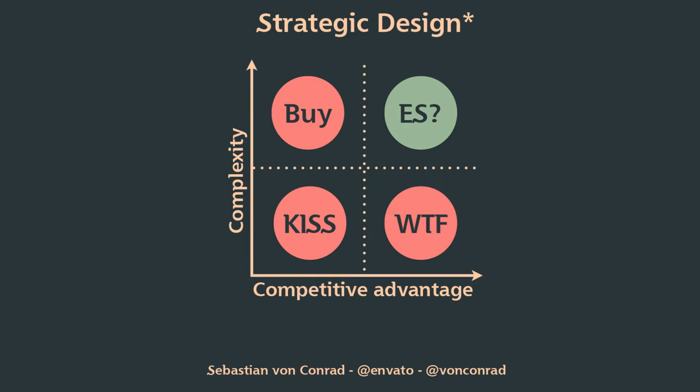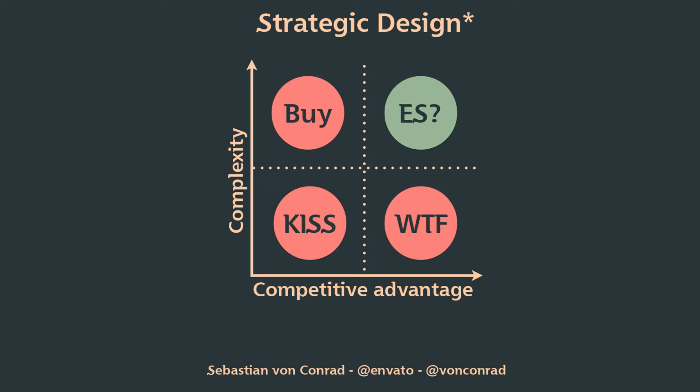I've borrowed and modified the strategic design diagram where you have complexity on one axis and competitive advantage on the other to kind of determine where this might be something that fits. If a system is low in complexity and low in competitive advantage, just keep it simple, use Ruby on Rails or whatever. If the system is high in complexity but low in competitive advantage, that tends to be the kind of thing that you want to buy, right? That tends to be accounting systems or ERPs or data warehouses and so on and so forth.